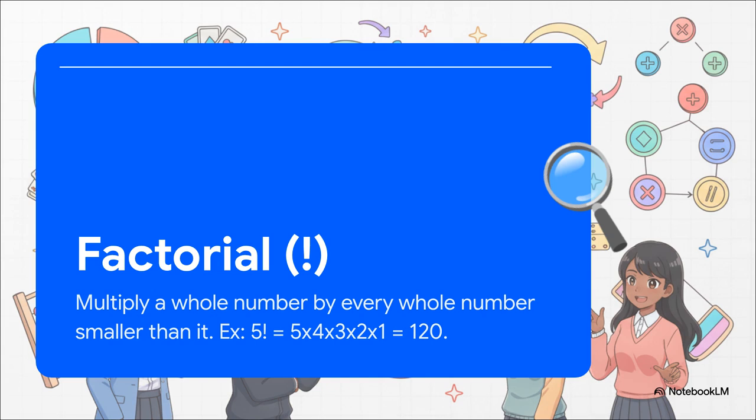So as you can see right here, 5 factorial is just 5 times 4 times 3 times 2 times 1, which equals 120. Now remember that number, 120. It's going to be important.